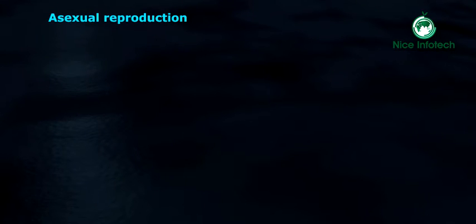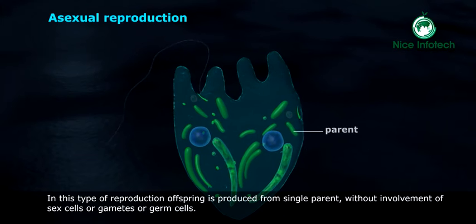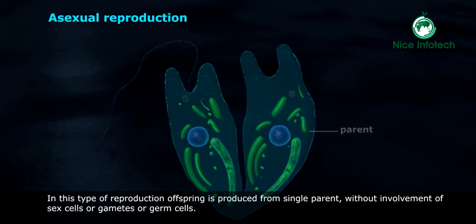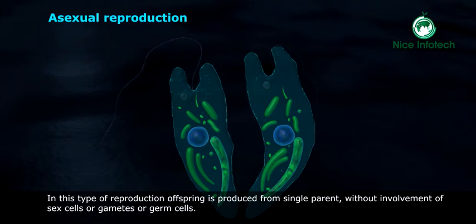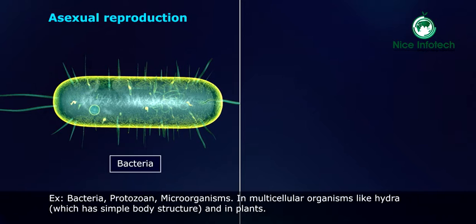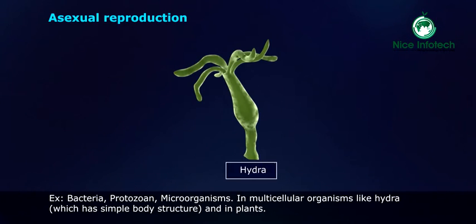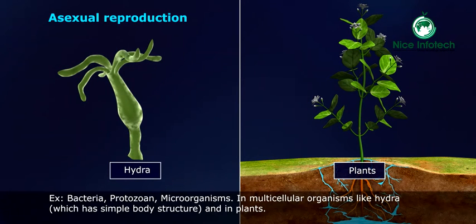Asexual reproduction. In this type of reproduction, offspring is produced from a single parent without involvement of sex cells, gametes or germ cells. Asexual reproduction generally takes place in simple body organized organisms like unicellular organisms. Example: bacteria, protozoan, microorganisms. It also occurs in multicellular organisms like Hydra, which has a simple body structure, and in plants.